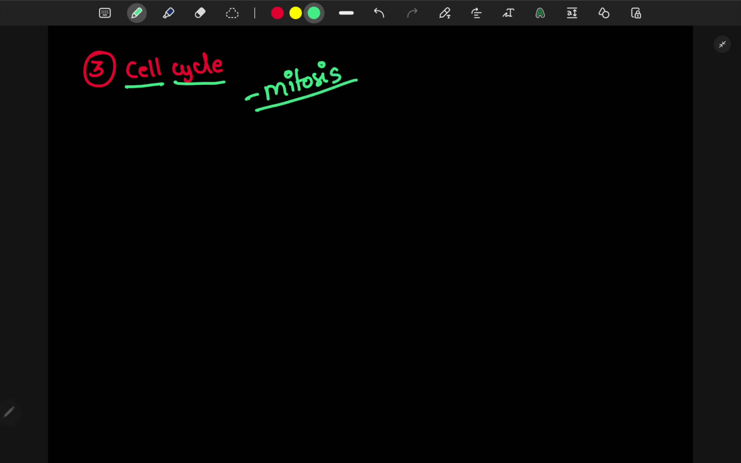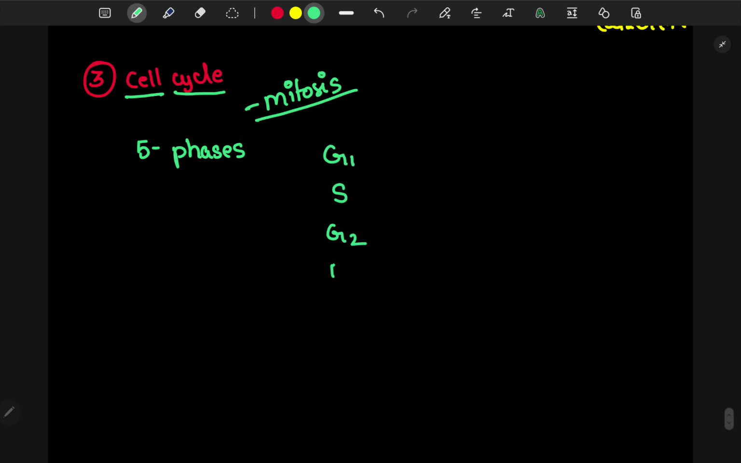See, here we have 5 phases usually. G1, S, G2, M, G0. These are the major phases that are involved in the cell division of mitosis.